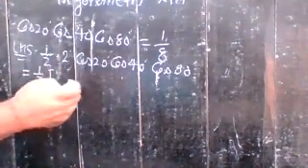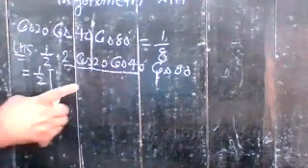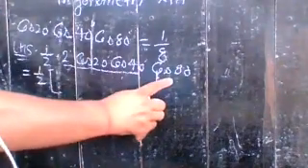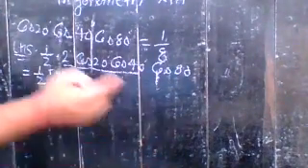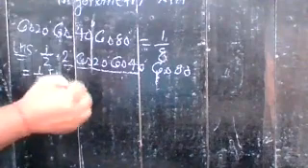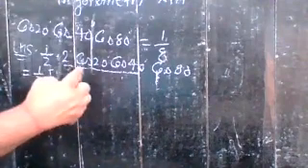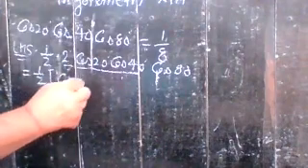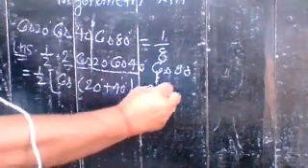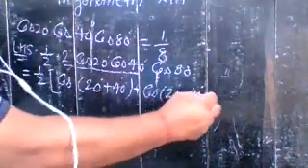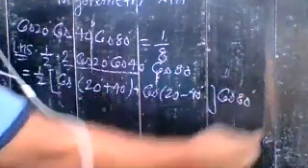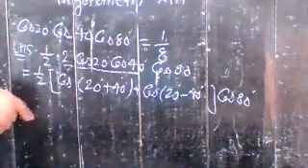Now apply the formula for 2 cos A cos B in the first two terms, keeping cos 80 as it is. So 2 cos x cos y is cos (x plus y) plus cos (x minus y). Applying here, cos of 20 degree plus 40 degree plus cos of 20 degree minus 40 degree. Understand? And you can write cos 80 degree outside the bracket.